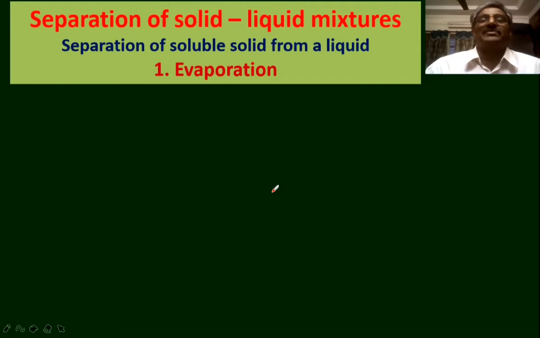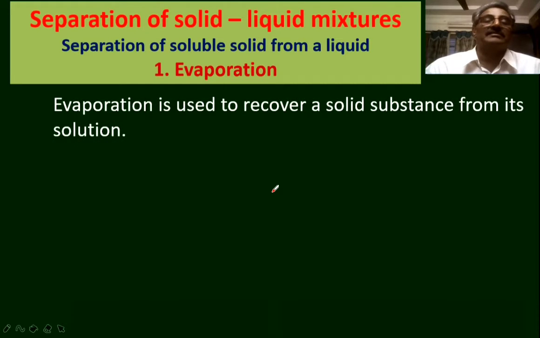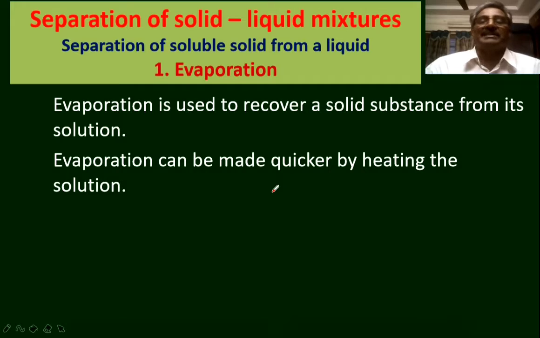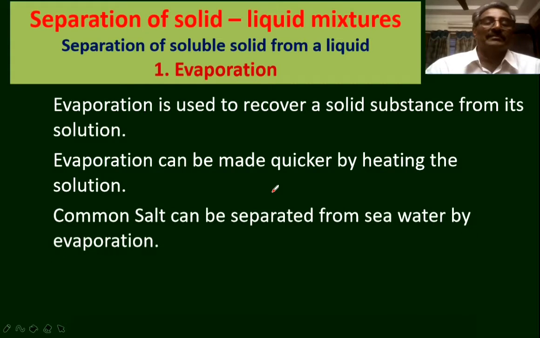Next, separation of soluble salt from a liquid. A soluble salt can be separated from a liquid by a process known as evaporation. Evaporation is used to recover solid substance from its solution. Evaporation can be made quicker by heating the solution. You know that evaporation takes place even at room temperature, but the process can be made quicker by heating the solution. Common salt can be separated from seawater by evaporation.